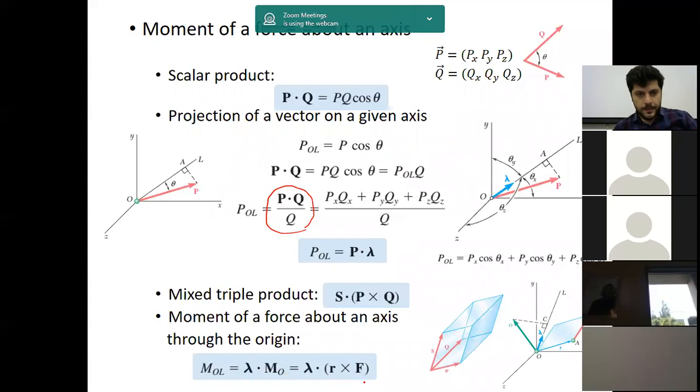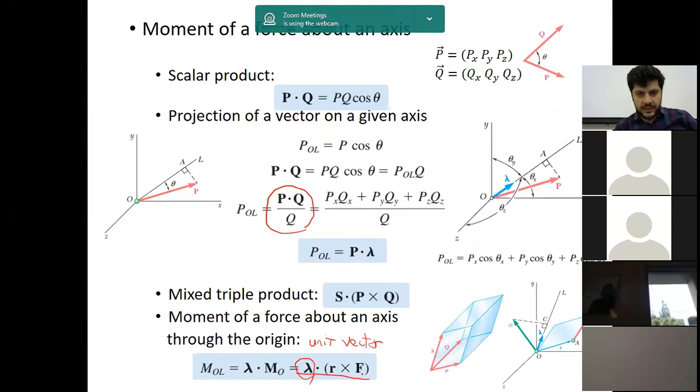Based on this definition, we can go to the physics of the problem and write the moment of a force about an axis with this triple product. This lambda here is the unit vector, and R cross F is the moment of the force about a particular point on this axis.